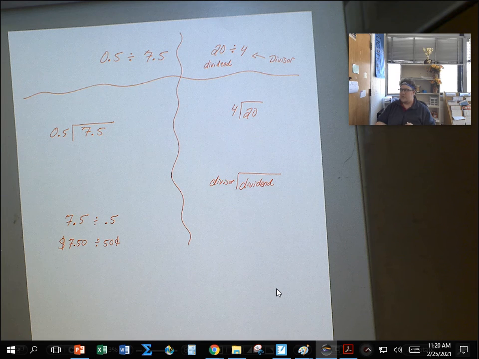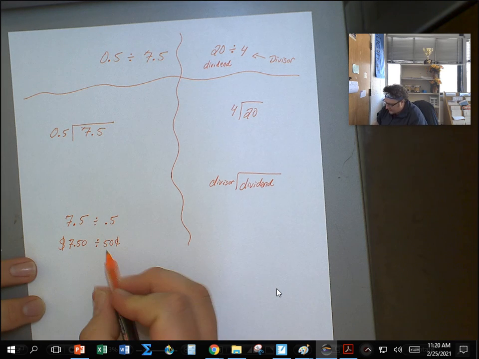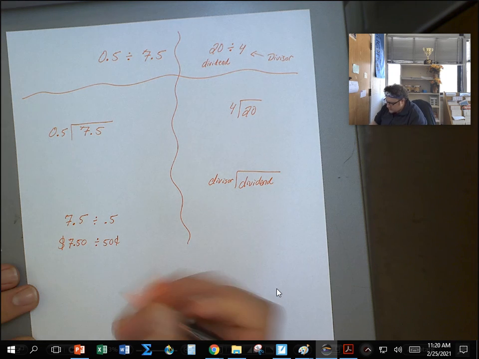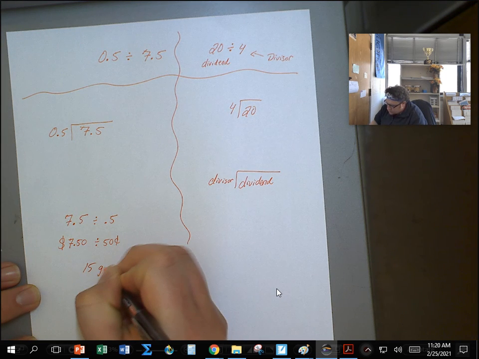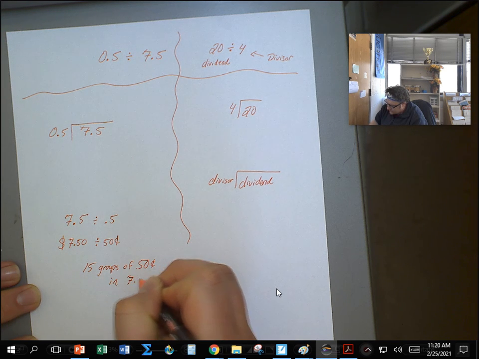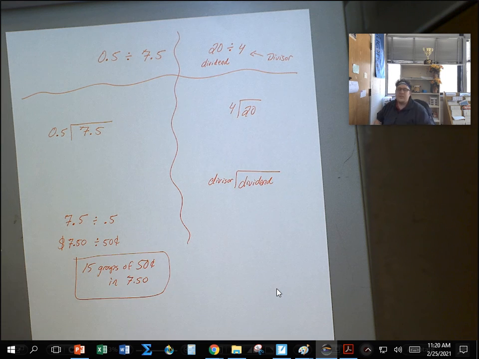And you say, okay, well, 50 cents, a dollar, right? $1.50, $2, all the way up. And you end up getting actually what you got, right? 15. So you'd say that there were 15 groups of 50 cents in $7.50. So that would have been the normal problem, the one that we would think we would be solving, right? But this was asking the reverse order. So we're going to get a really small number here.